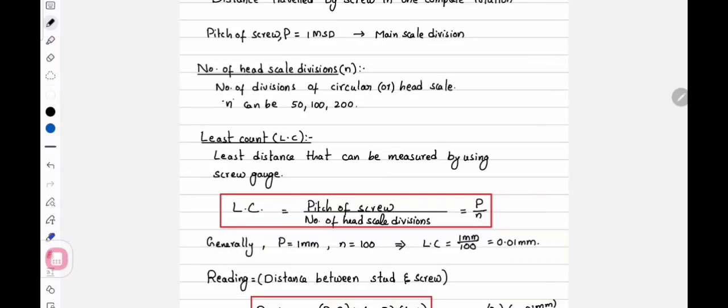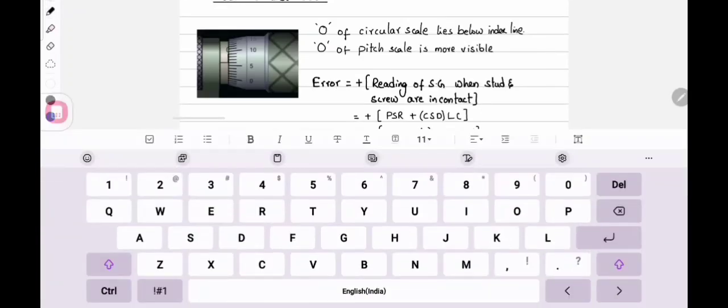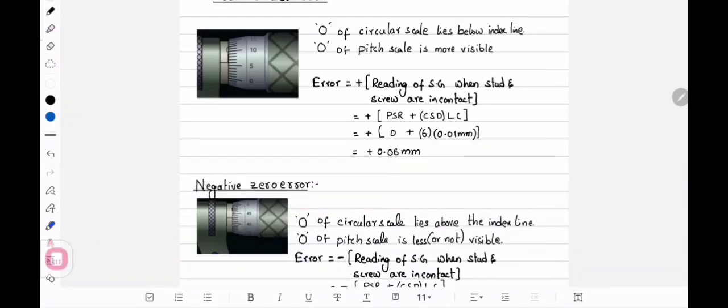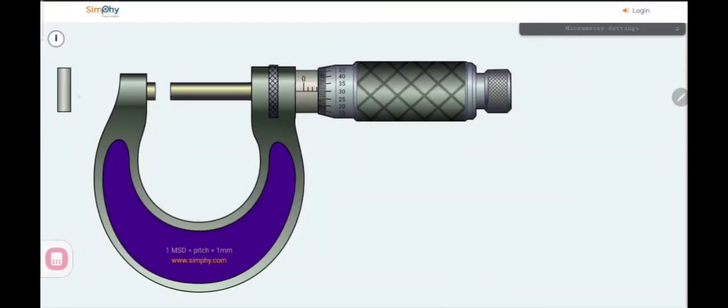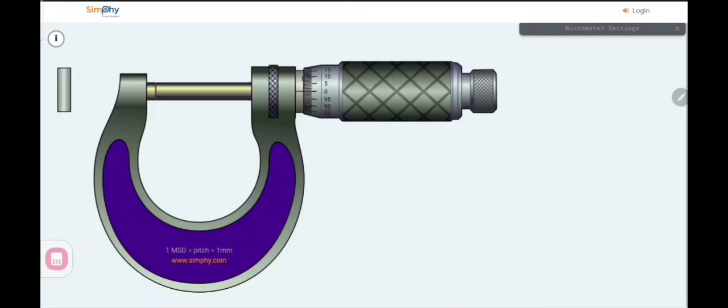Okay. But most of the times the instrument possesses error. So what is error here? See, look carefully. If no object is kept in between the stud and screw, you should read how much? 0. You should not give any answer. Means PSR should be 0. Means we cannot see any divisions here. And the 0 of the head scale should coincide with the reference line. So in that case, my answer is 0. So when there is no gap between these two, I should get 0 reading.